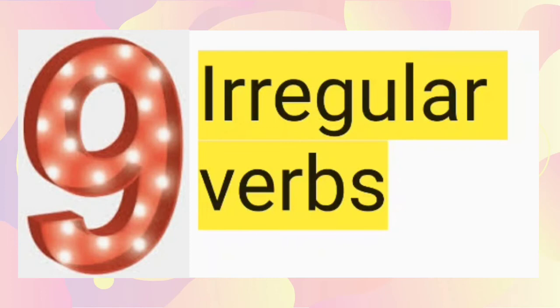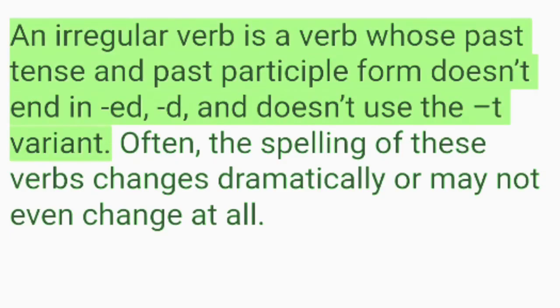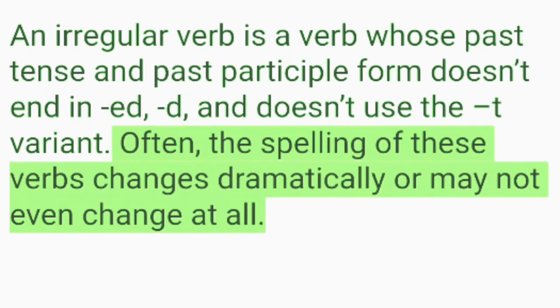Irregular verbs. An irregular verb is a verb whose past tense and past participle form doesn't end in ed, d, and doesn't use the T variant. Often, the spelling of these verbs changes dramatically or may not even change at all.